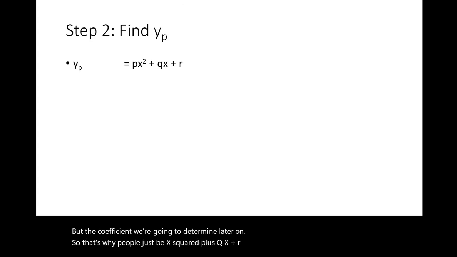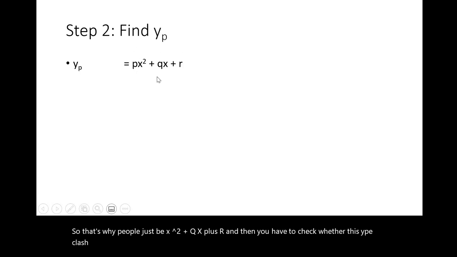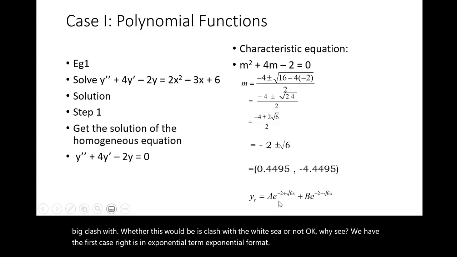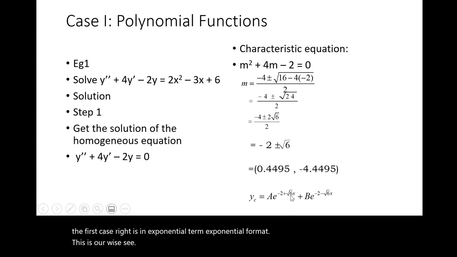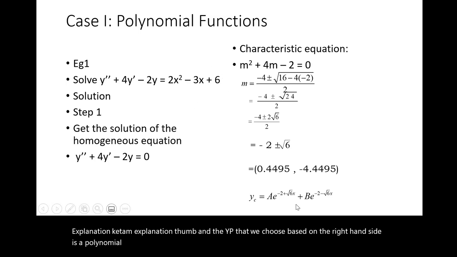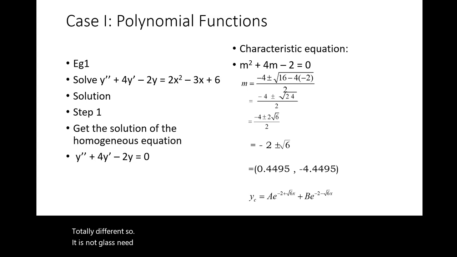And then you have to check whether this yp clashes with the yc or not. For yc, we have the first case, which is in exponential format, an exponential term. And the yp that we choose based on the right hand side is a polynomial. So the polynomial term and exponential term are totally different. So it does not clash. You no need to multiply by x.